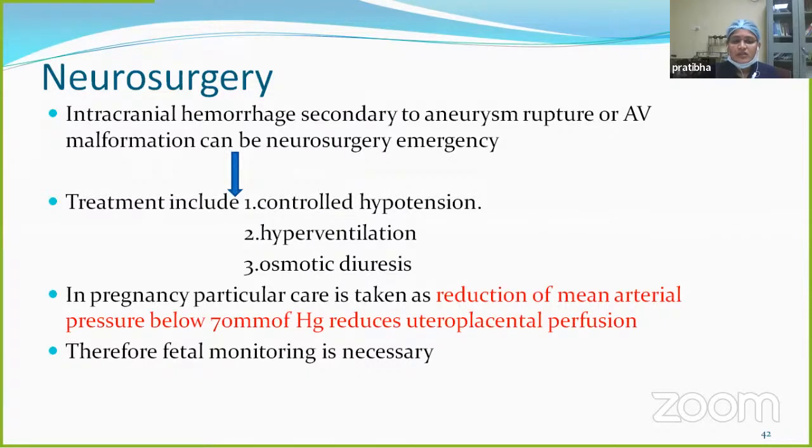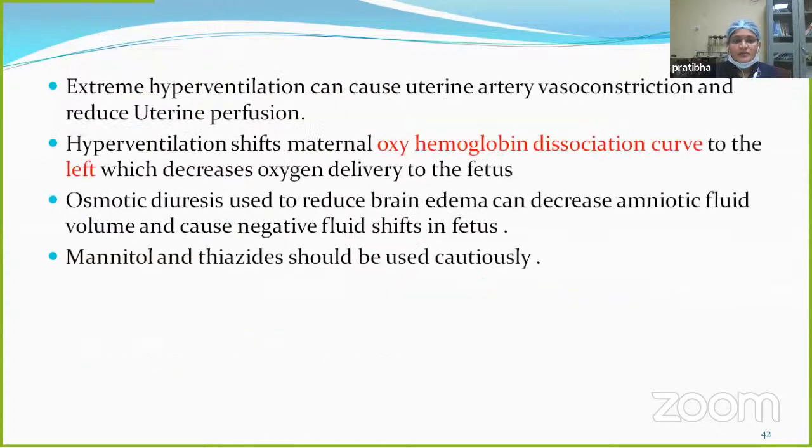Osmotic diuresis, like mannitol. In pregnancy, particular care is taken, as reduction of mean arterial pressure below 70 mm Hg reduces perfusion, because during pregnancy there is a fall in mean arterial pressure due to decreased systemic vascular resistance. Therefore, fetal monitoring is necessary. Extreme uterine artery vasoconstriction can reduce the uterine perfusion.